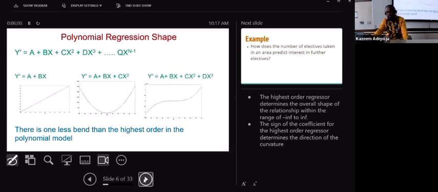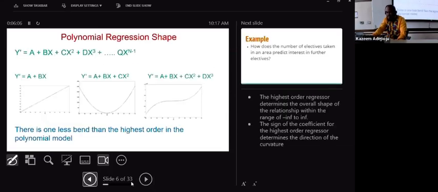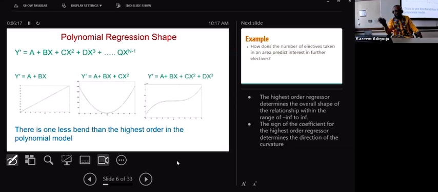Okay, now let's look at the application of this. But there's something I actually want to mention. I said the highest order regressors determine the overall shape of the relationship. Okay, now what am I trying to say? What is the highest order here? The highest order regressor is one. X is raised to power one. What is the slope? The slope is B. That determines the shape. That's what we mean. Now, when I come here, what determines the shape in the quadratic?